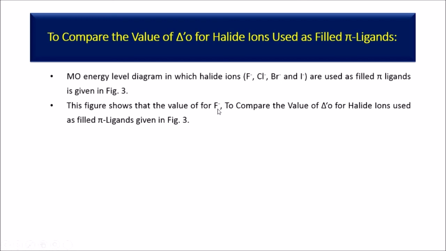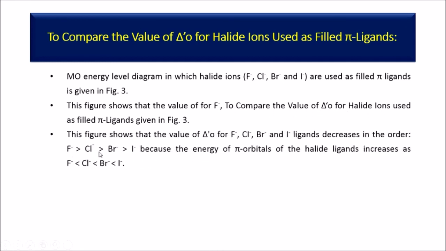This figure shows the value of delta dash O for F minus, that is fluoride, and compares the value of delta dash O for halide ions used as filled pi ligands. We are going to see the difference in the value of delta dash O from fluoride to iodide. The figure shows that the value of delta dash O, that is the splitting energy, for fluoride, chloride, bromide and iodide ligands decreases in this order.